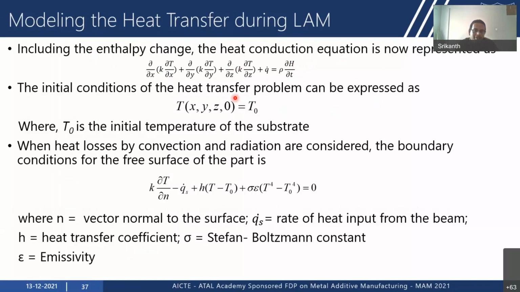So the initial condition can be expressed as T equals T0, where T0 is the initial temperature of the substrate. In some cases, we may want to preheat the substrate to minimize the thermal gradients and thereby the residual stress. In that case, we can put T equal to whatever the substrate temperature is, maybe 200, 300, or even higher. And when the heat losses by convection and radiation are considered, the boundary condition for the free surface of the part can be represented as follows. This is the conduction, convection, and radiation.